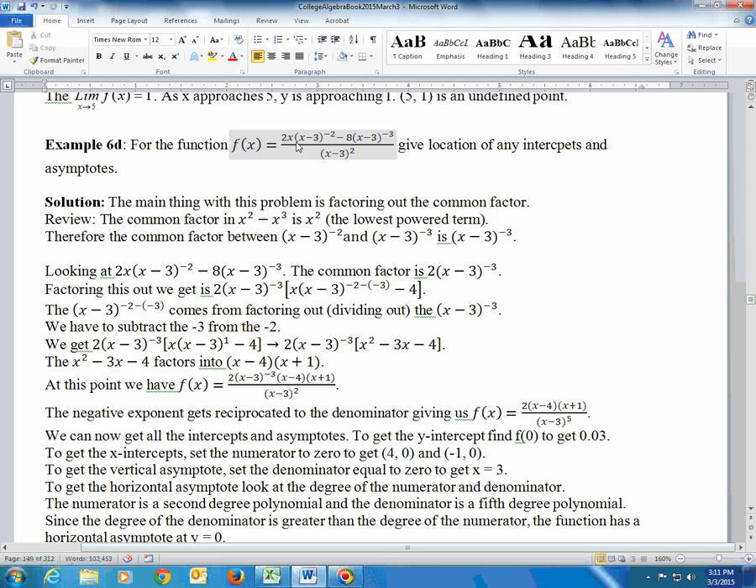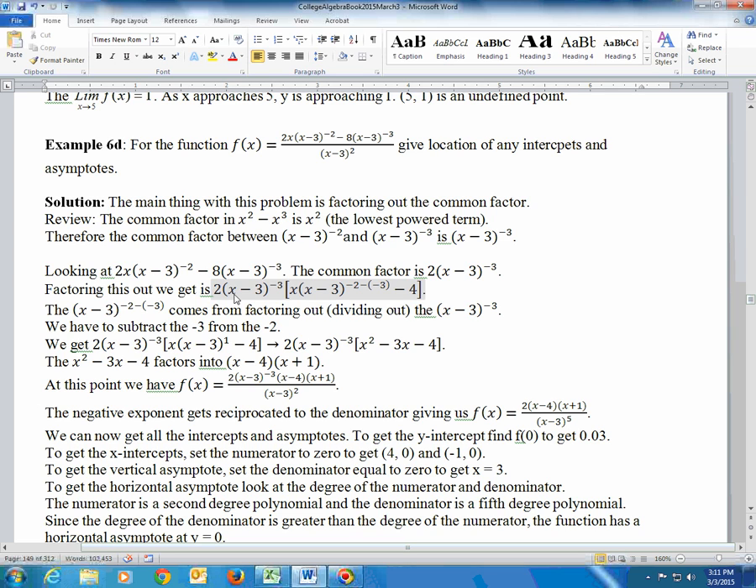The common factor is the factor to the lowest power. We can see it's x minus 3, but what's the lowest power on these two? Well, the lowest power is negative 3. So that's what you factor out. X minus 3 to the negative third is what you factor out. There's also a common factor of 2. So that gets factored out.